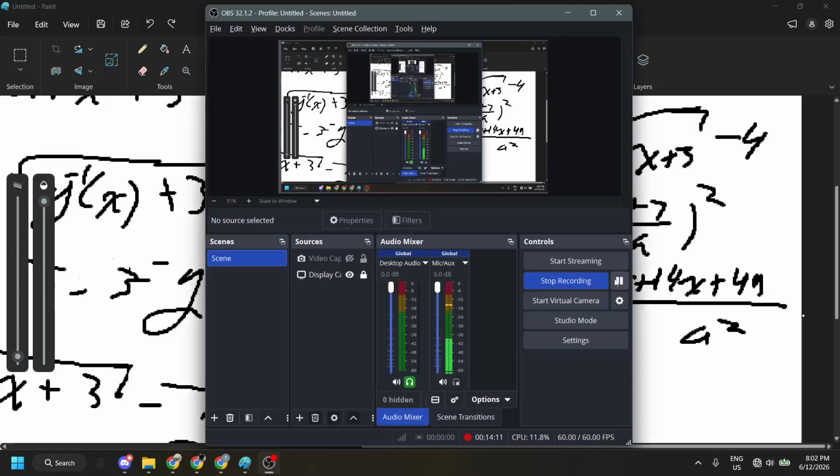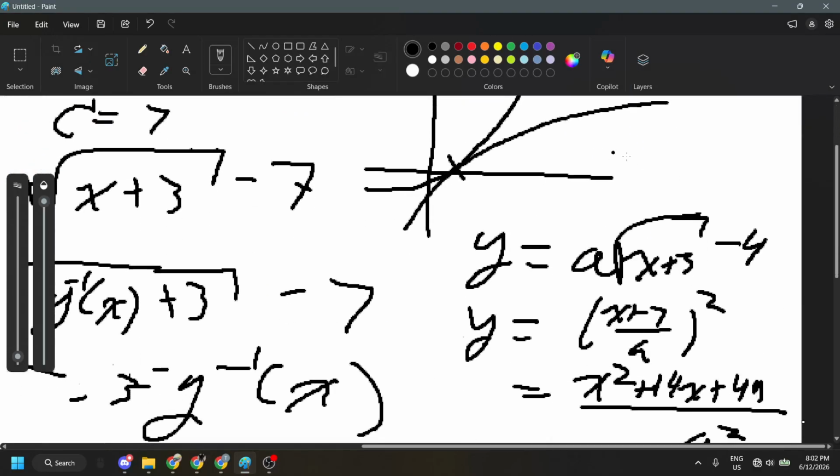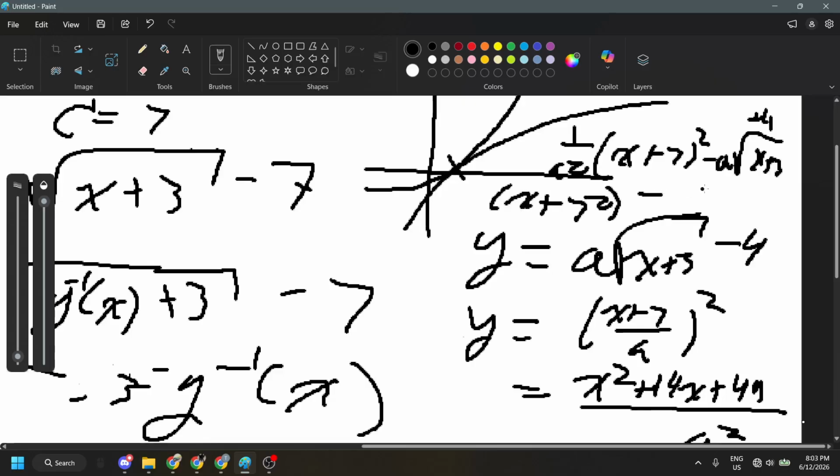Okay, my only idea for how to solve this is if you say 1 over a squared times x squared, it's going to be x plus 7 squared. And then we subtract this, minus a root x plus 3 plus 4. Multiply by a squared, we get x plus 7 squared, minus a to the 3, root x plus 3, plus 4a squared. I really have no idea.